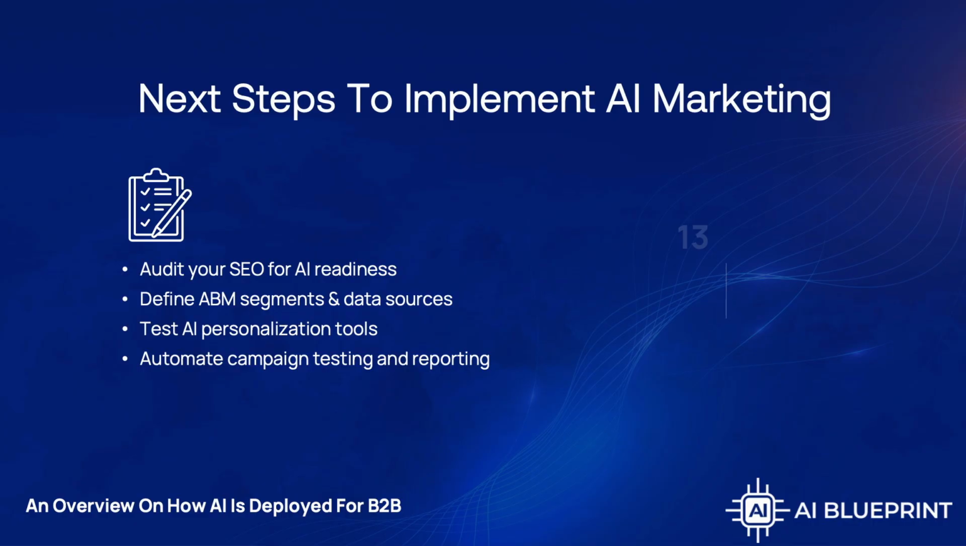Next steps to implement AI marketing. We need to audit the SEO for AI readiness. We need to sit there and say, are the pages AI ready? If they're not, we're going to have to do some work on them. We then define our account-based marketing segments and data sources, okay, because we need that segmentation for the personalization. We then test AI personalization tools. We automate campaign testing and reporting.